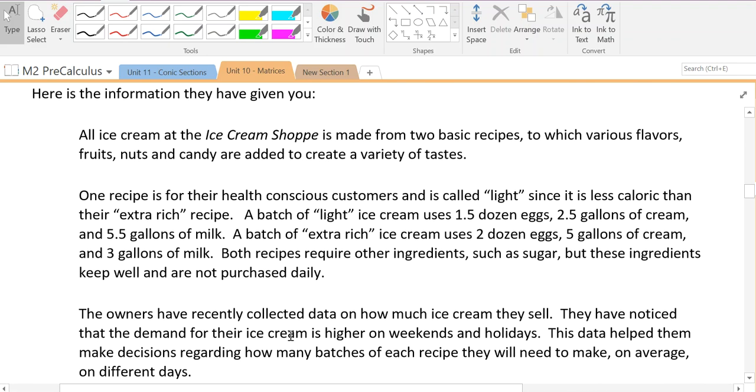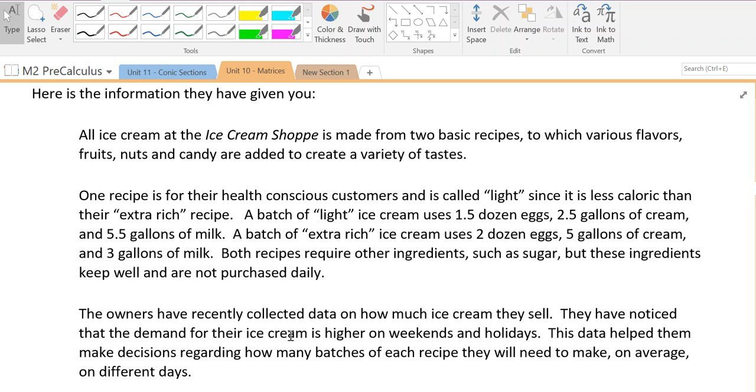Okay, so here's the information they gave you. All of the ice cream at Ice Cream Shop is made from 2 basic recipes, to which various flavors, fruits, nuts, and candies are added to create the variety of tastes. That's wonderful to know, but I don't need it for my problem.